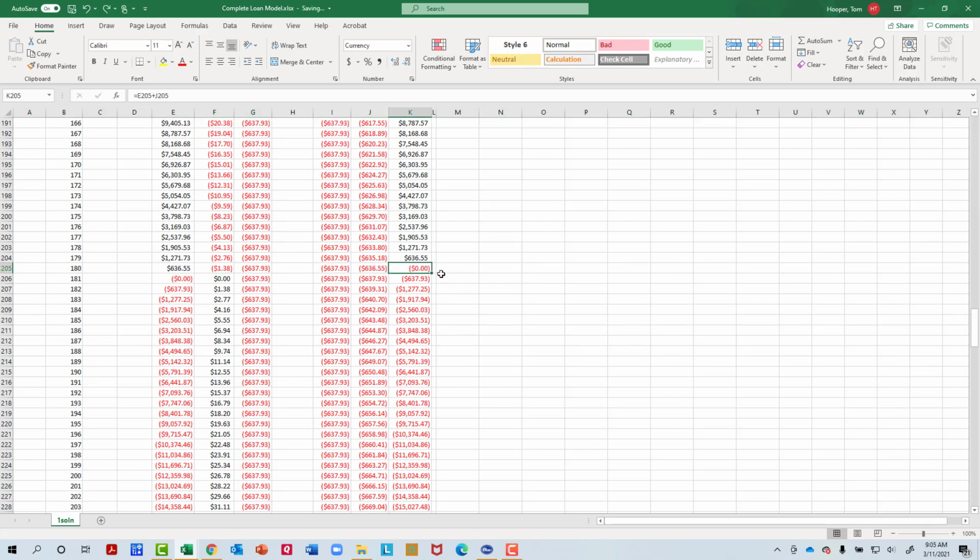Now you might notice it's not exactly zero, it's red, which means it's somewhat negative, probably out in the 10th decimal place, because when we calculated that payment and applied it 180 times, it was very, very slightly off, but well within the precision of what we care about. So we've paid the loan off in 180 payments. We don't want to keep making scheduled payments.